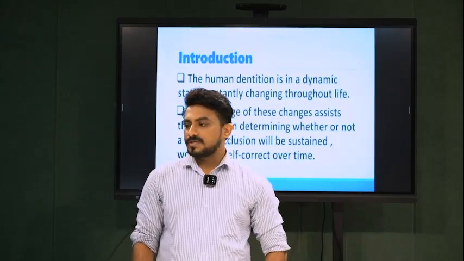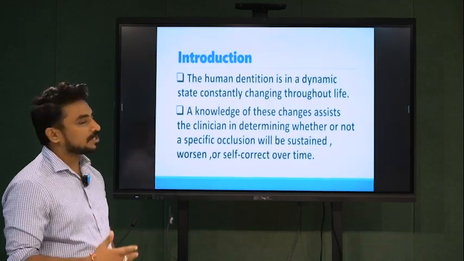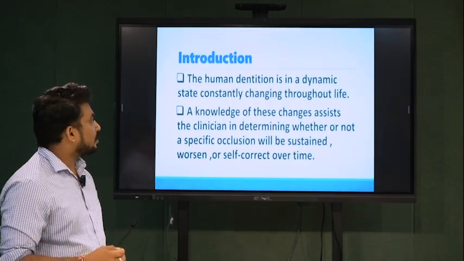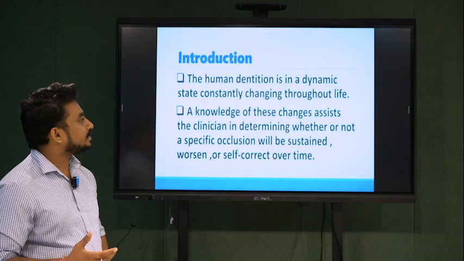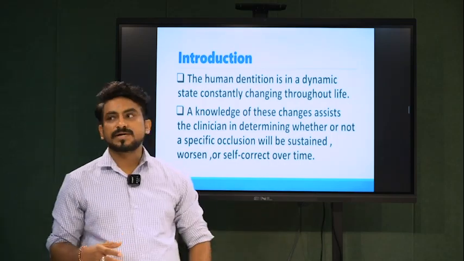Today's lecture will discuss the development of dentition and occlusion. Here is the introduction. The human dentition is a dynamic state of constant change throughout life, and knowledge of this change and its inclination determines whether or not a specific occlusion will be sustained, worsen, or self-correct over time.